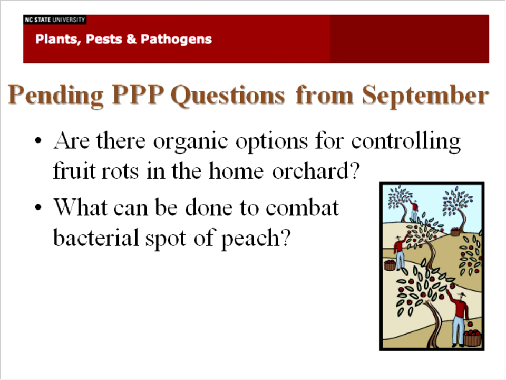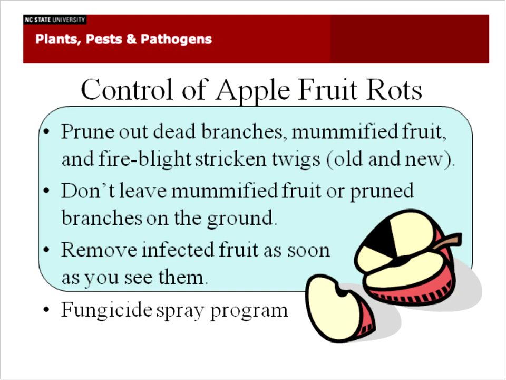But actually, before anything else, I wanted to go back and cover the questions that were posed in September that I wasn't able to answer. There were two. We were talking, for those of you who missed it, about fruit rot in apples, blueberries, and peaches. The questions came up as to whether there are any organic control options for fruit rots in the home orchard, and another question about bacterial spot on peach. Neither of these has easy answers, and I did have to go to the experts on it, and here's what we were able to put together.